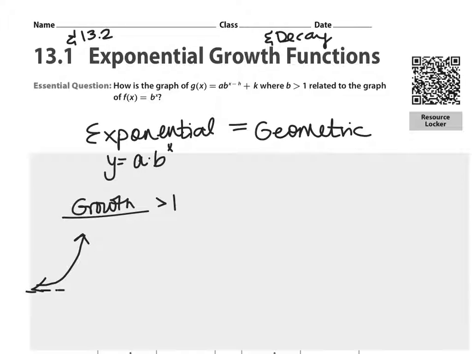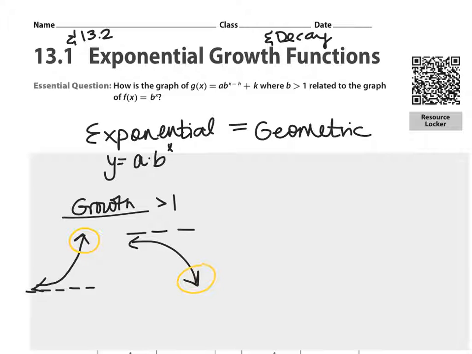There's always going to be this asymptote line, and we'll talk about that a little bit more. Or the asymptote line could be up here, and growth could look, let me get this drawn right, like this. So the idea with growth is that on this right-hand side, we're moving further away from the asymptote line in both instances, whether we're going up or going down.